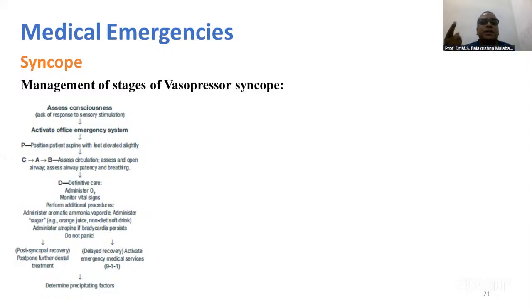Post syncope, if the patient recovers, don't carry on the procedure. Let him be happy for some time. Let him be cool, relaxed, right? Ask the patient's choice. Do you want to finish the treatment or not? If not, you can do it at a later time.